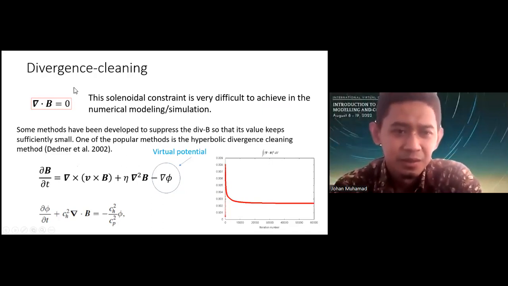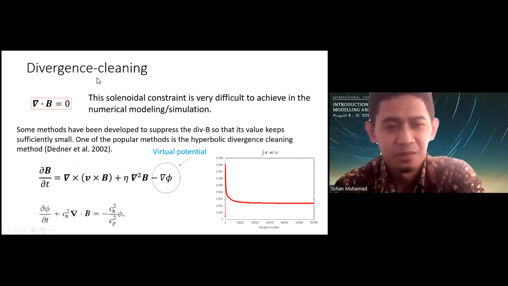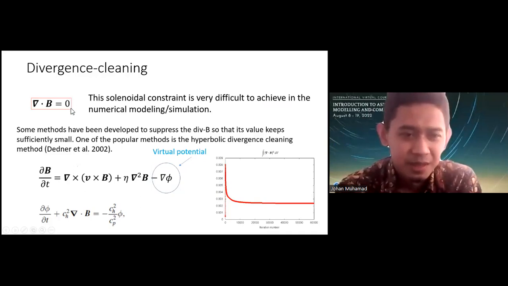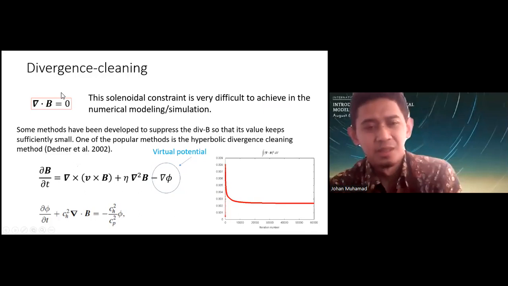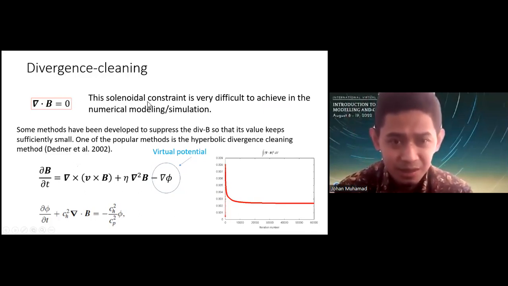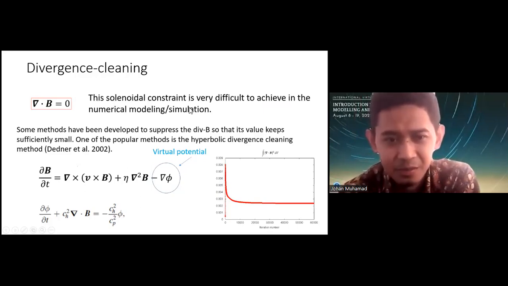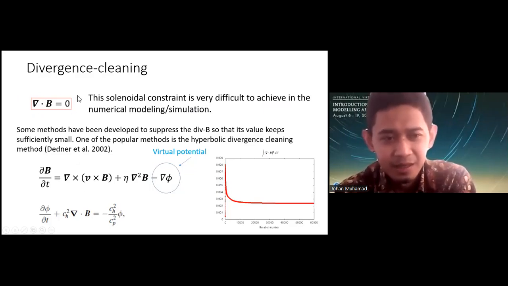Also, we have to consider divergence cleaning. What is the meaning of divergence B cleaning? This is divergence B. We know from Maxwell's equations that divergence B equals 0, which is called the solenoidal condition or solenoidal constraint. This solenoidal constraint is very difficult to achieve in numerical modeling and simulation. So you have to be careful in treating this part.